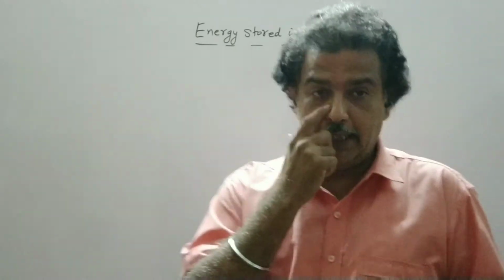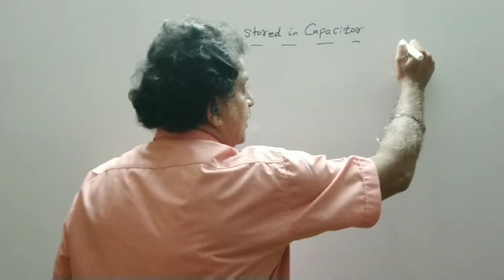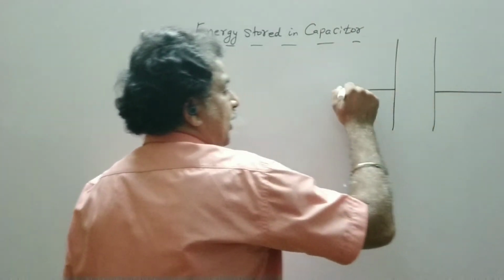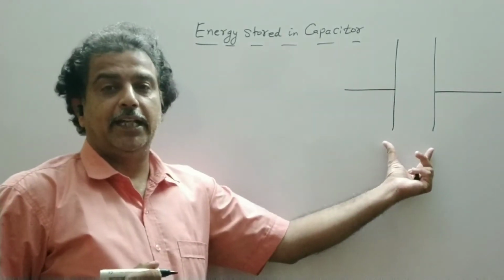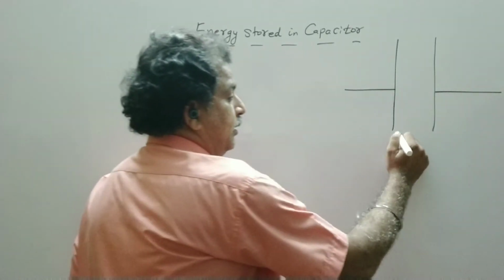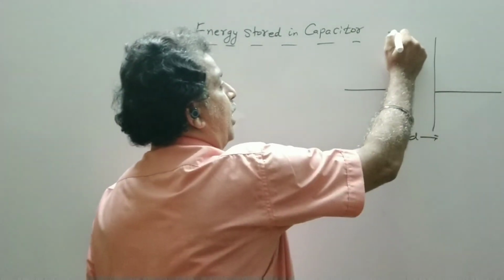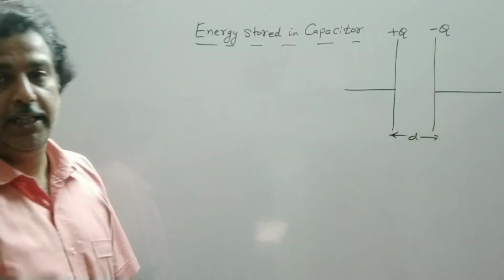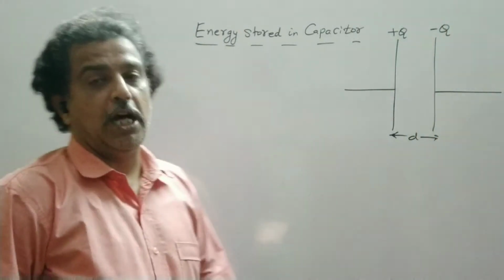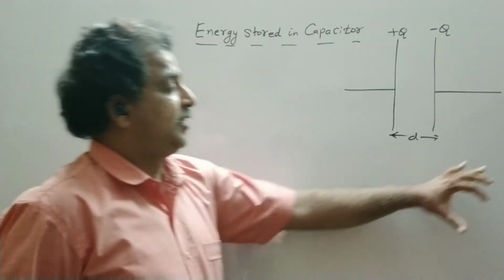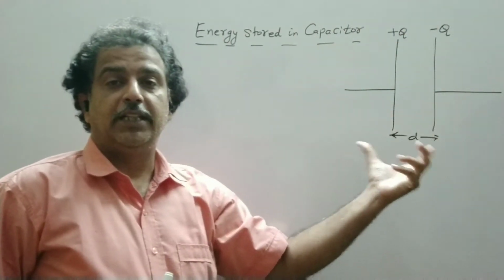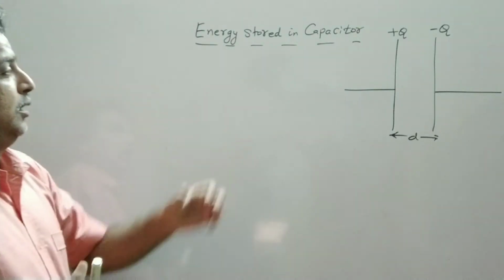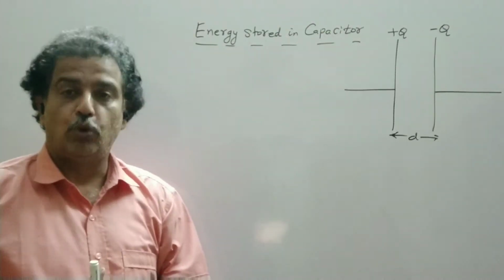and how a capacitor stores energy. Now we know that the capacitor is a system of two conductors separated by a dielectric or insulating medium, and the amount of charge deposited on one plate is plus Q and on the other plate it is minus Q. The total charge of the system is 0, but we say Q is the amount of charge the capacitor stores.